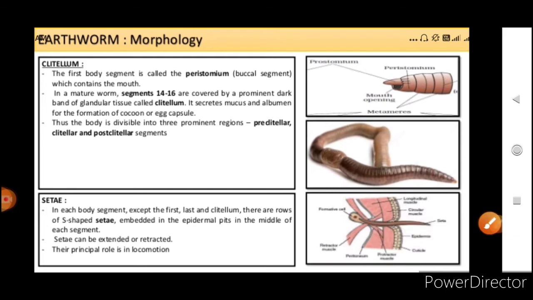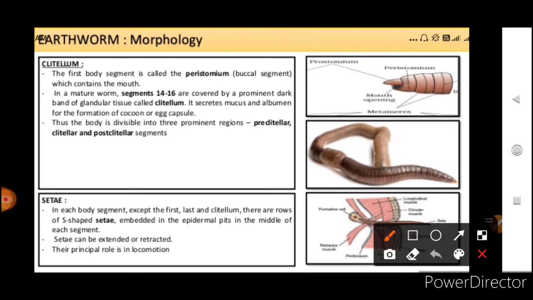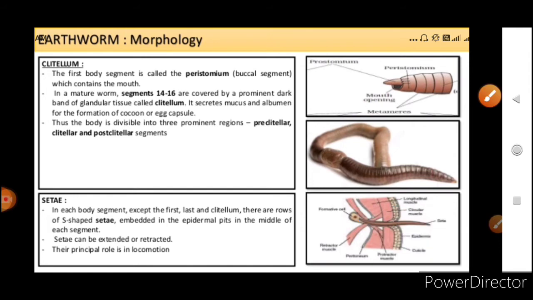So here in the third diagram, you can see the setae. These are the fine rows of S-shaped setae. This brown colored substance you can see easily here. This is the setae, which is S-shaped and embedded in the epidermal pits in the middle of each segment. They can be extended or retracted, and the principal role is in locomotion.